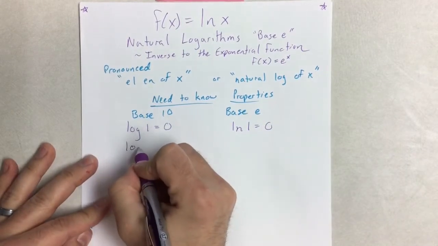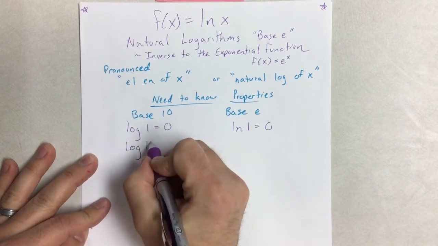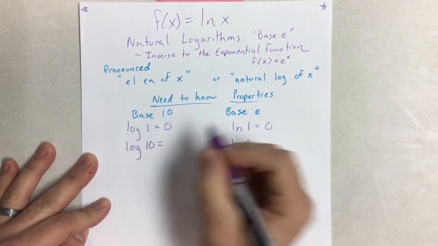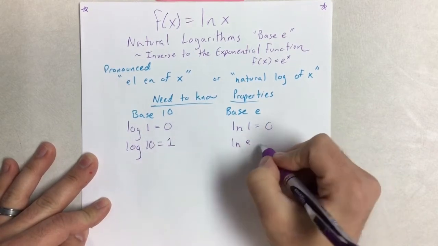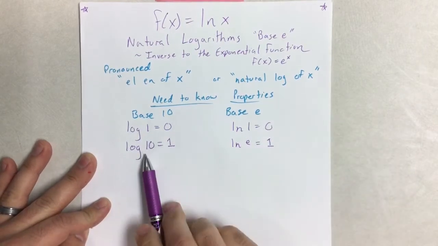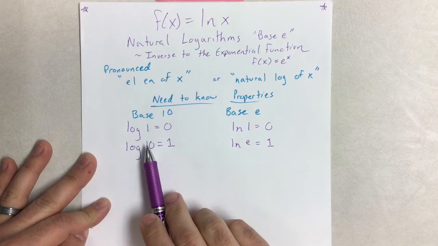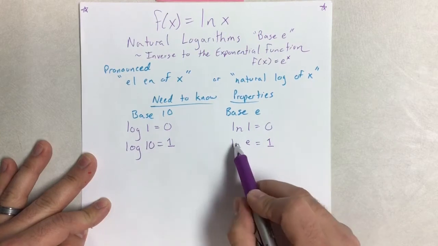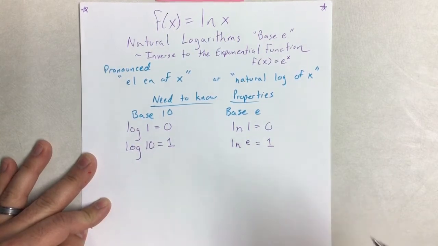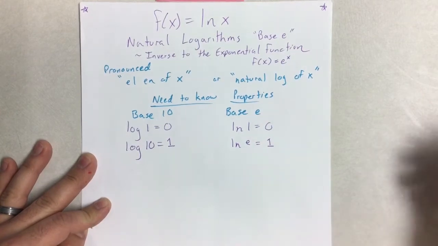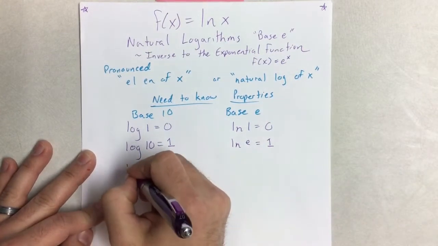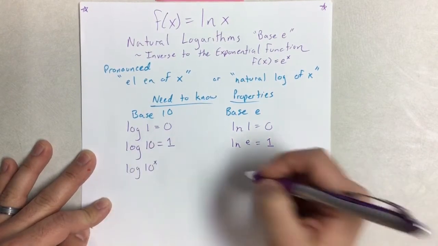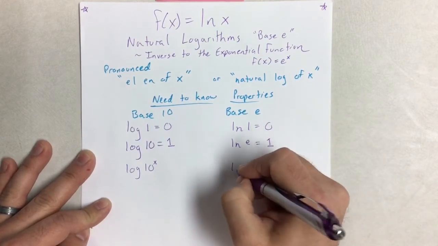Next, if I take the common log of 10 or the natural log of e, we get 1. And we saw this before. When we take the log of the base number, so here we have base 10, so we're taking log base 10 of 10, log base e of e, we always get 1 from that. It always simplifies to 1. The next ones are a little more advanced than these two. The first two are rather simple to remember.